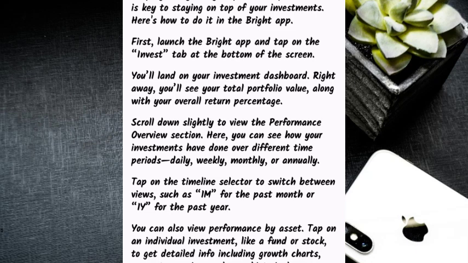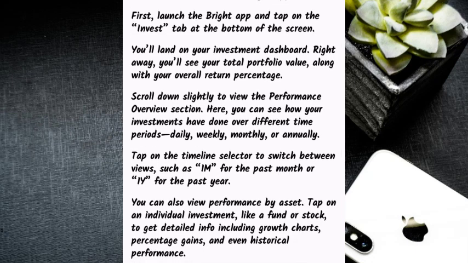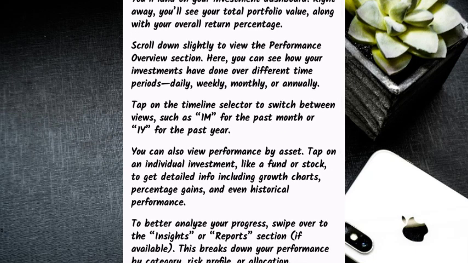Here you can see how your investments have done over different time periods. It could be daily, weekly, monthly, or annually. Tap on the timeline selector to switch between views, such as 1M for the past month or 1Y for the past year. You can also view performance by assets.